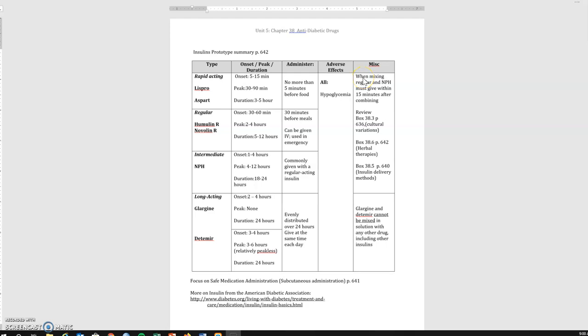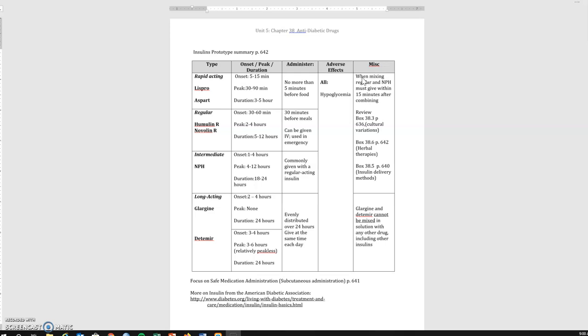Chapter 38 covers the anti-diabetic drugs, including insulin and oral and other sub-Q agents. With more than 34 million Americans having a diagnosis and living with diabetes, it is anticipated that you will take care of many of these patients during your career as a nurse. So understanding these drugs and how they work are going to be key to your helping these patients manage their care.